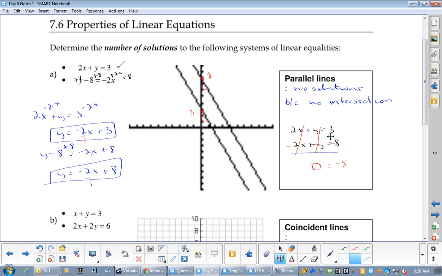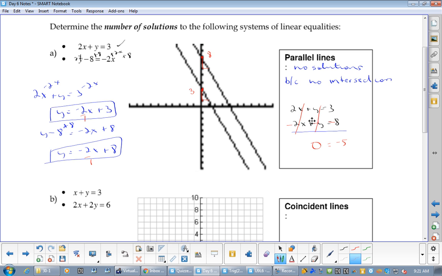And what if I had it set up like this and I get 0 equals -5? I must have done something wrong. Or do you have the confidence to go, oh, I bet you that's parallel lines. I'm going to check it another way. I'm going to put them both into y equals, see if they have the same slope. Okay? This is stuff you better get on a study sheet.